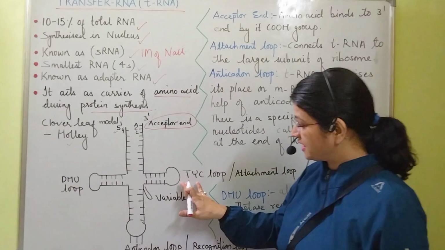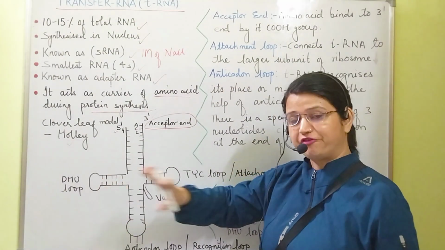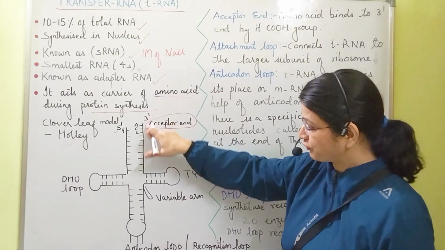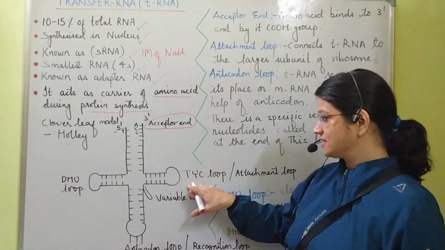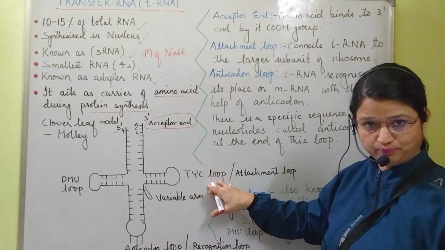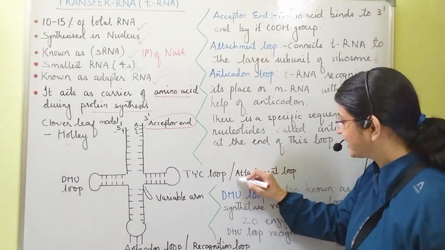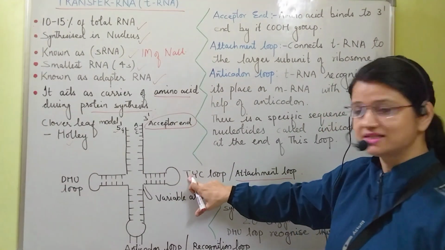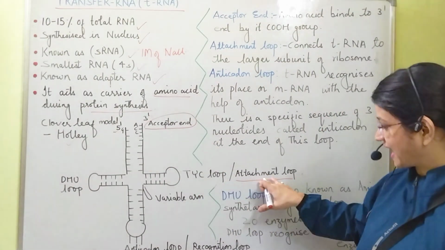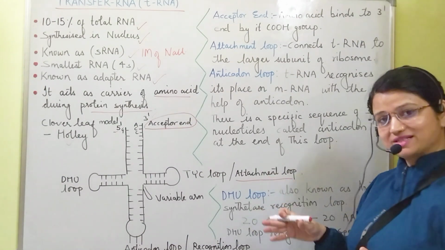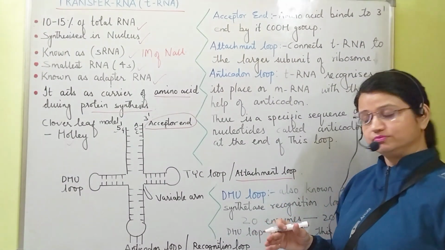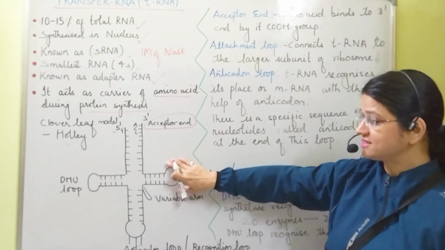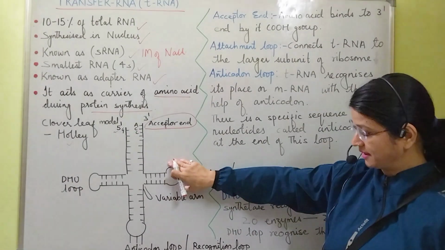Now what happens? There are 3 loops present here where the hydrogen bonding has not taken place. Here we can see when we go from the 3' end, this loop is known as T-psi-C loop or T loop or attachment loop. So what is the function of this loop? The ribosome will bind to this site with the larger subunit. Clear? So it is the site where the ribosome will bind.